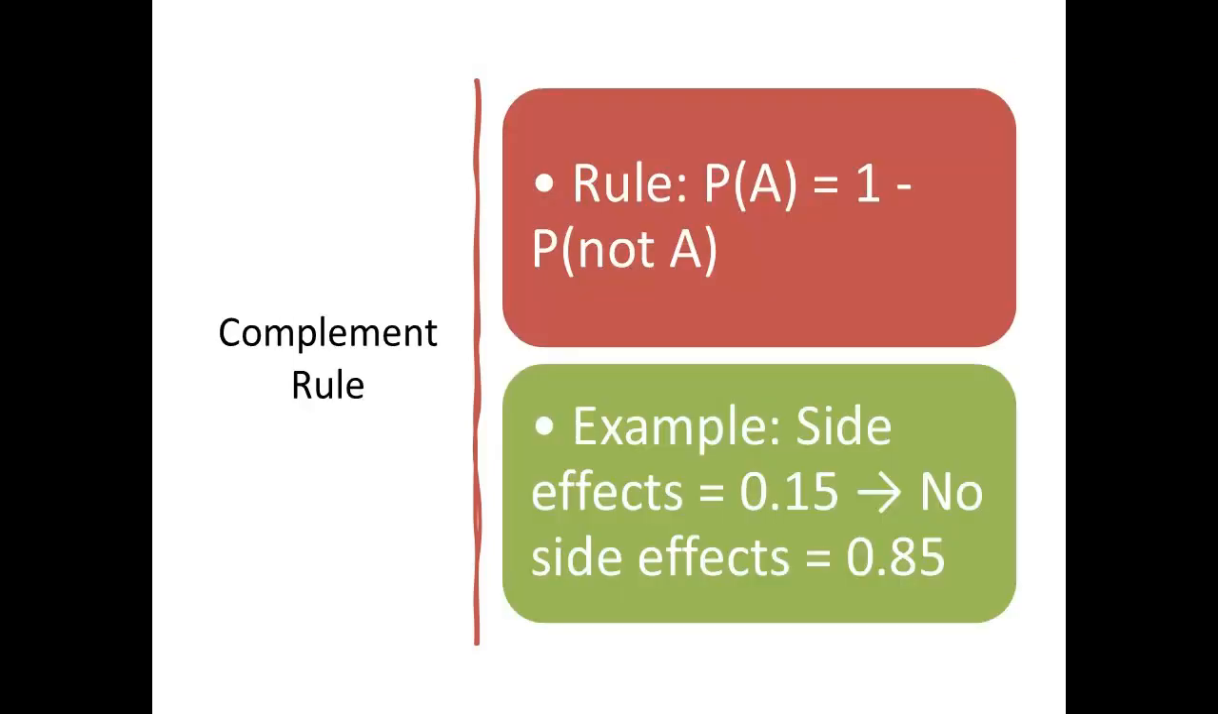The complement rule helps when it's easier to calculate the probability of something not happening. The formula is P(A) equals 1 minus P(not A). Let's say the chance of side effect from a medication is 0.15. Then the probability of not having side effects is 1 minus 0.15 equals 0.85 or 85%.